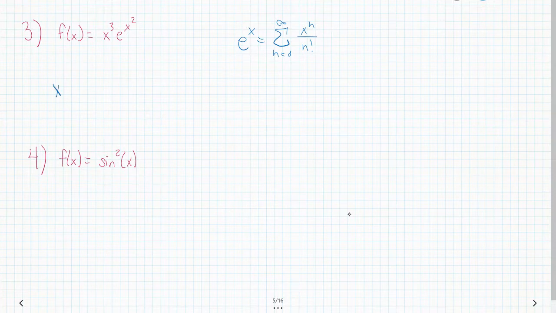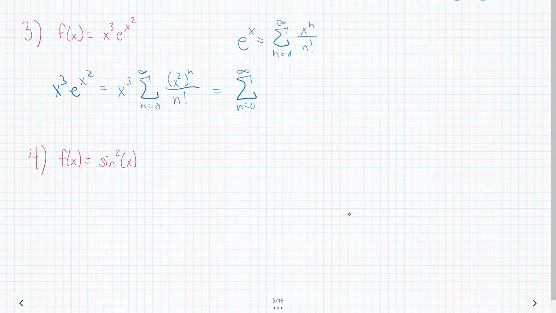So x cubed e to the x squared. Notice that we can write x cubed times the summation. Okay, well, what's our summation that we're going to deal with? Well, we have e to the x squared, so that means we're going to replace x with x squared. So that's (x^2)^n all over n factorial. So that thing, we can bring the x cubed onto the inside. But remember, this becomes x to the 2n, and then when you have times x cubed, that becomes plus 3 up top in that exponent all over n factorial.